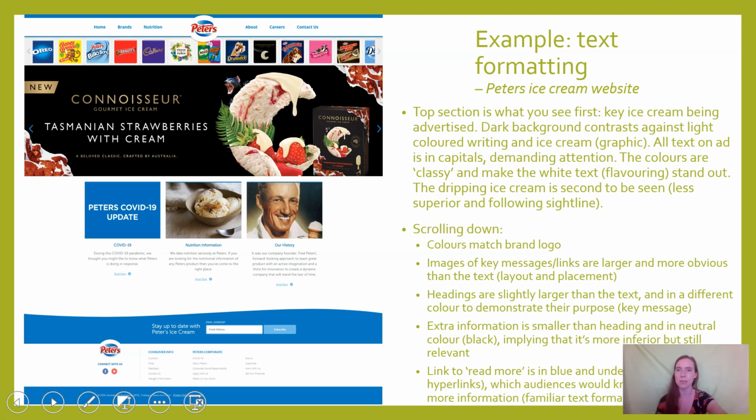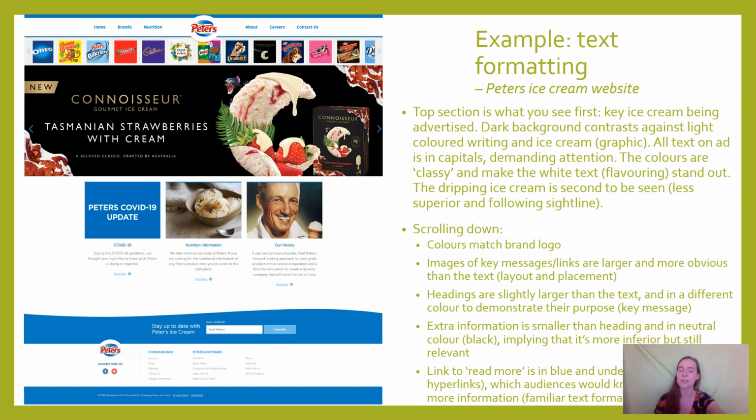So if we click into this website for Peters ice cream, this is what comes up. We can see the main section that you just saw on top, and as you scroll down, you get the rest of the site. So the top section is what you see first, the ice cream being the key thing, the key message that they're communicating. The dark background contrasts against the light coloured writing and ice cream, but all text in that main ad are in capitals. It demands your attention. The colours are classy and make the white on the text and flavouring stand out. The image of the ice cream is the second to be seen. It's less superior and follows the sightline rules.